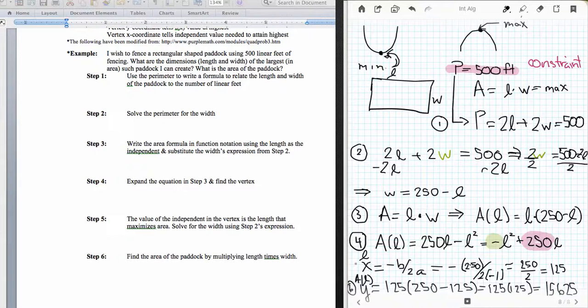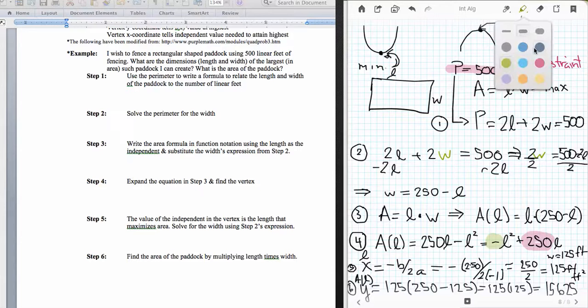And this one, the value of the independent variable, is part of step 5 because that's my length, and then I can find out what my width is. My width is also 125 because it's 250 minus that. And these, of course, are some number of units, and these were feet units. And then when I have an area, that's feet squared.